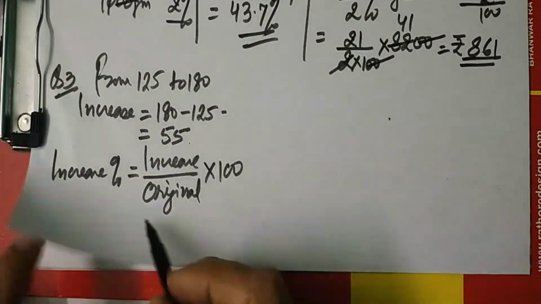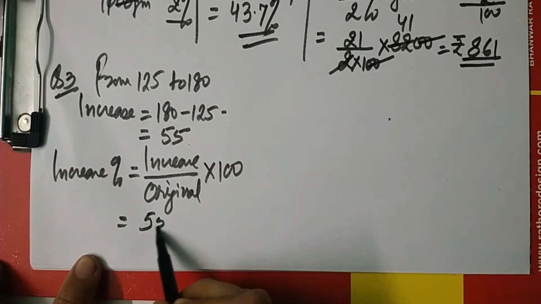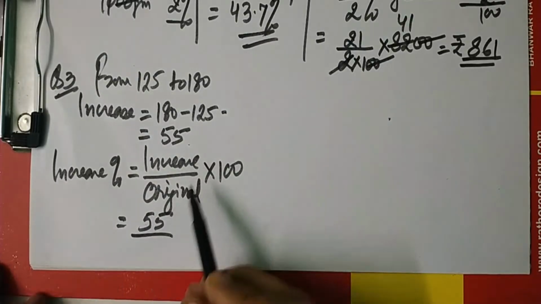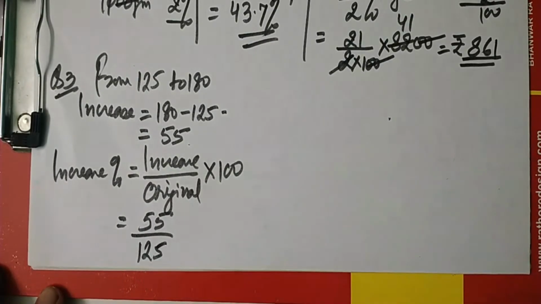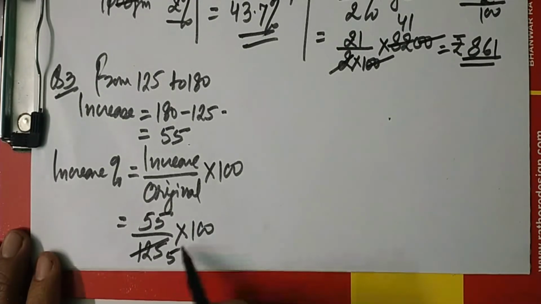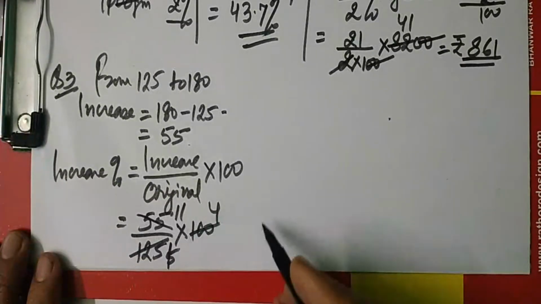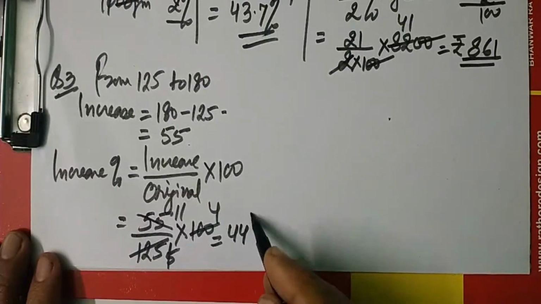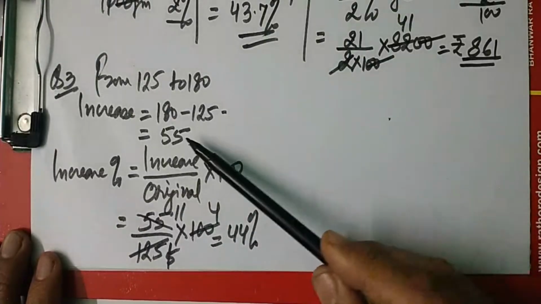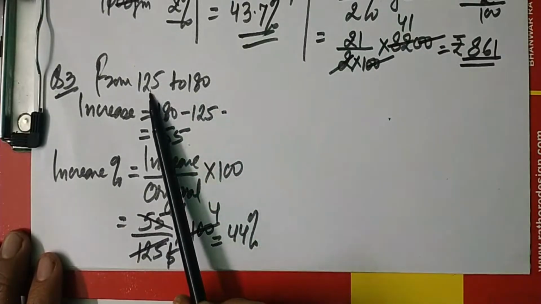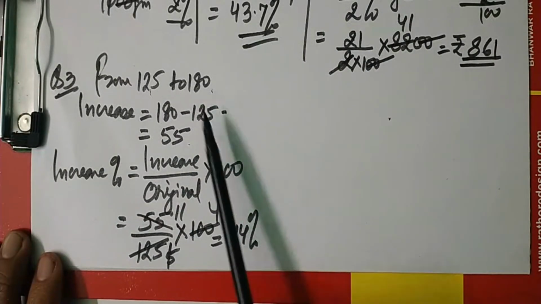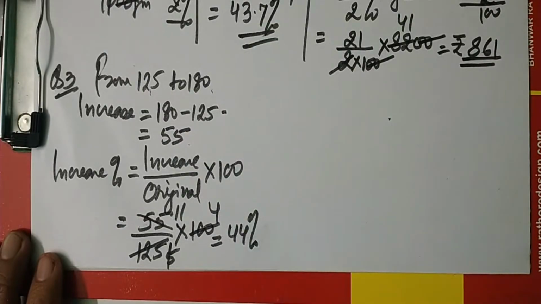It will be 55, which is the increase, and earlier the number was 125, multiplied by 100. So you will simplify. 25 into 5 is 125, 25 into 4 is 100. 5 will divide, it will become 11. The answer is 44%. It means the number 125 became 180 and the increase percent is 44%.